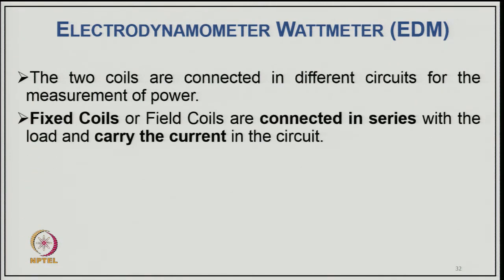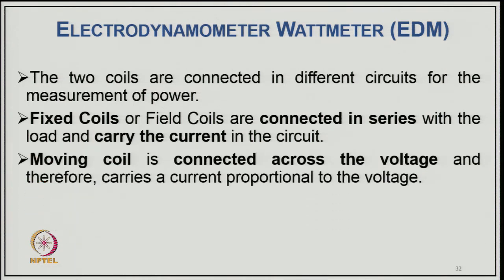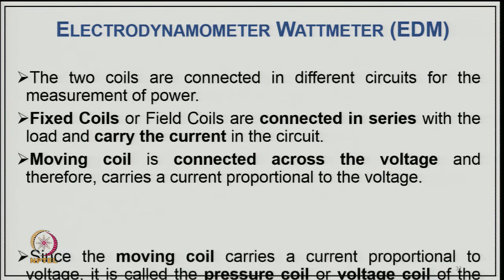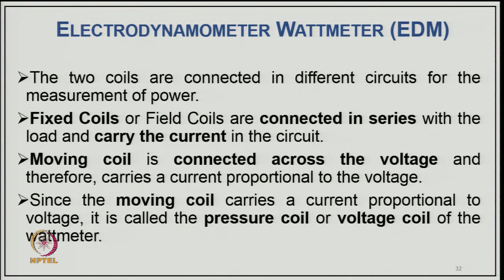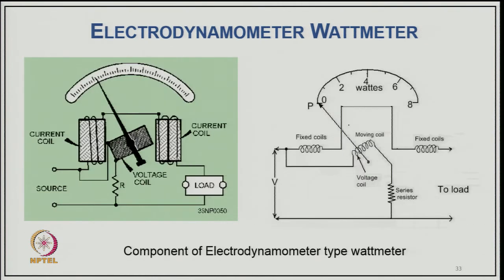So, fixed coils or field coils are connected in series with the load and carry the current in the circuit, and the moving coil is connected across the voltage, and therefore carries a current proportional to the voltage. Since the moving coil carries a current proportional to voltage, it is called the pressure coil or voltage coil, and moreover it has a very small current. That is why we prefer a very small current in the moving coil, and a typical example is here.